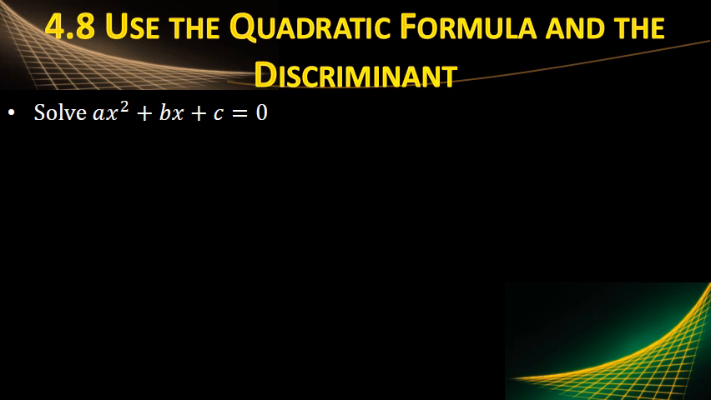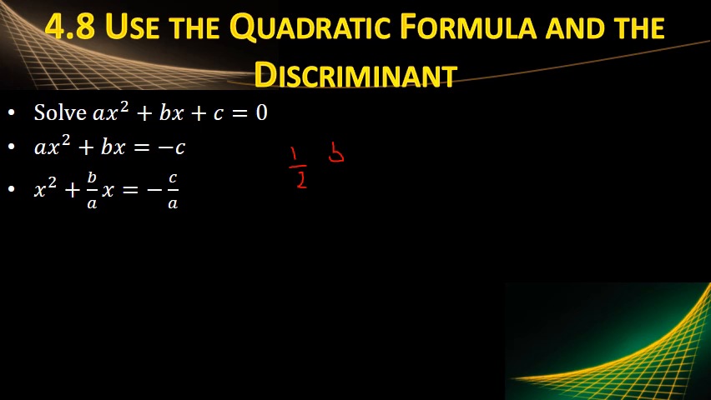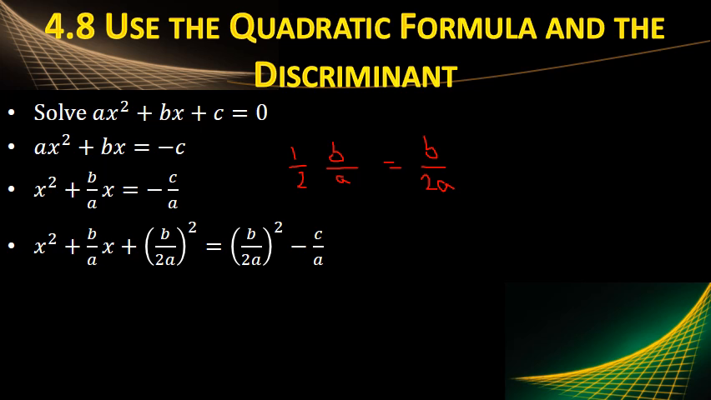So ax squared plus bx plus c equals 0. Move c to the other side, and then divide by a, so we have 1x squared. Then I can add 1/2 of the middle term squared. Well, 1/2 of b over a. So 1/2 of b over a is b over 2a. Add that to both sides.